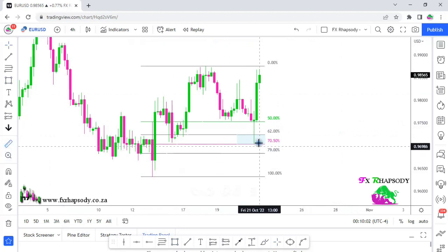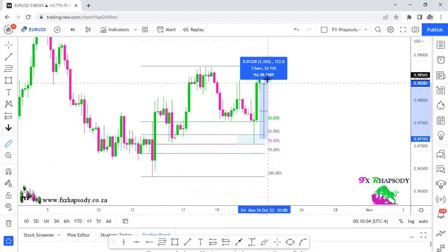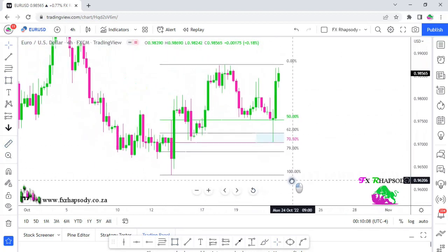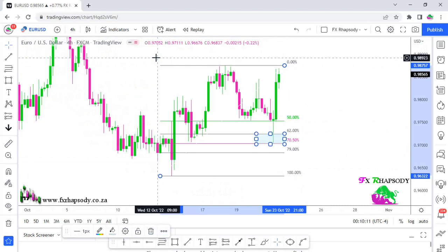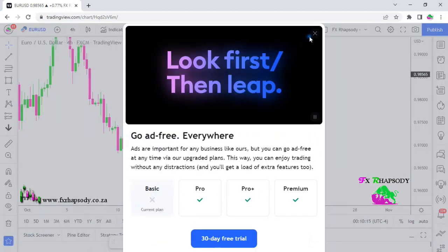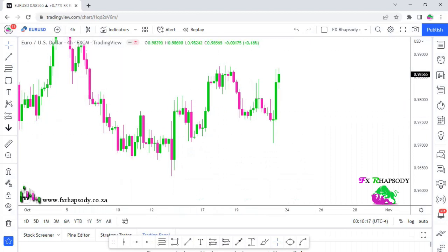If you did draw it like that and placed that entry, you would have been a nice 138 pips up currently. But again, price is still in that area, so we want to see a nice big break of that area for a continuation somewhere.